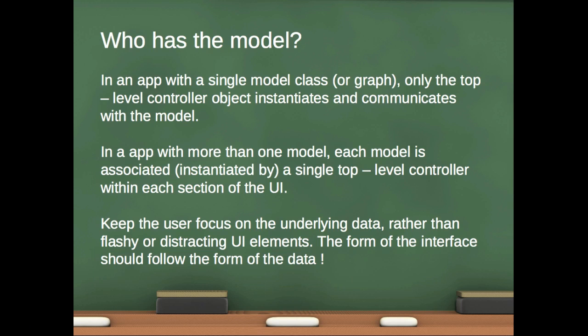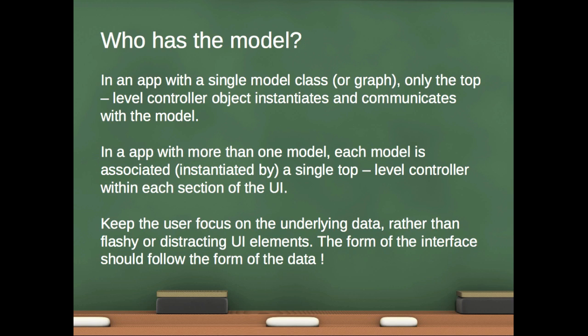So now, the question becomes, who has the model? Remember how we had a tab bar controller and a navigation controller? In an app with a single model, or a single model class graph, only the top level controller object would instantiate and communicate with the model.